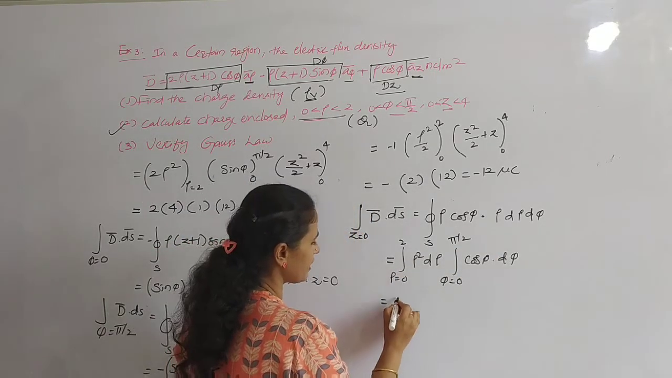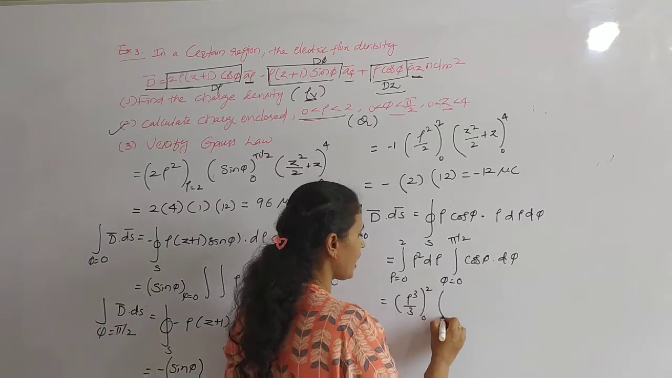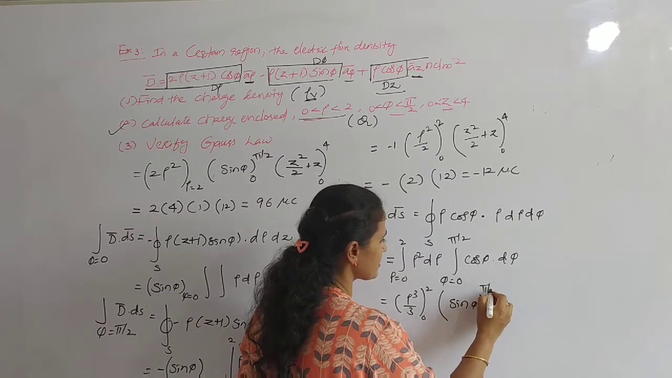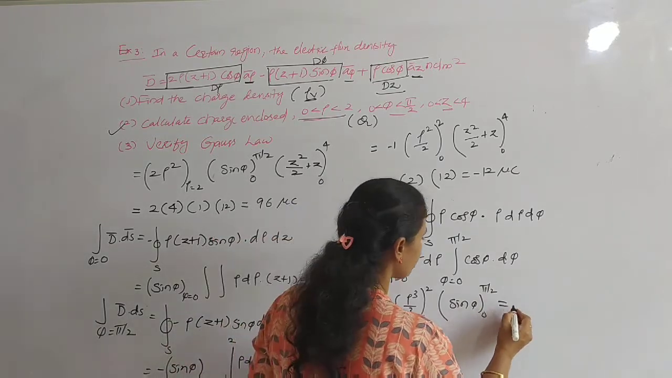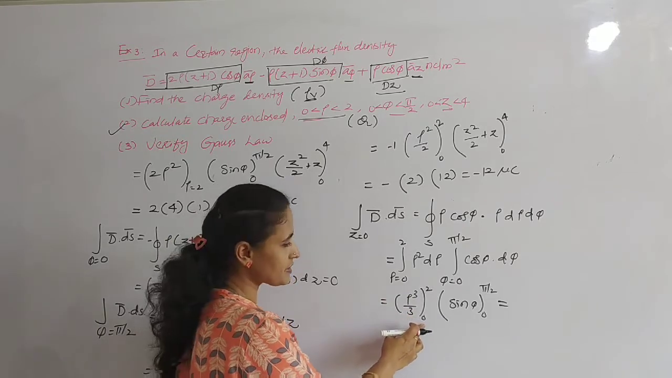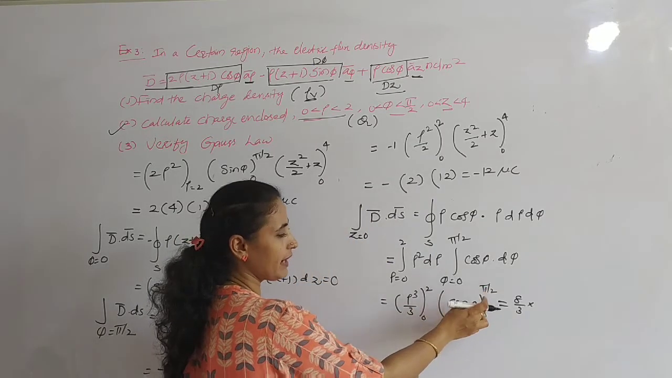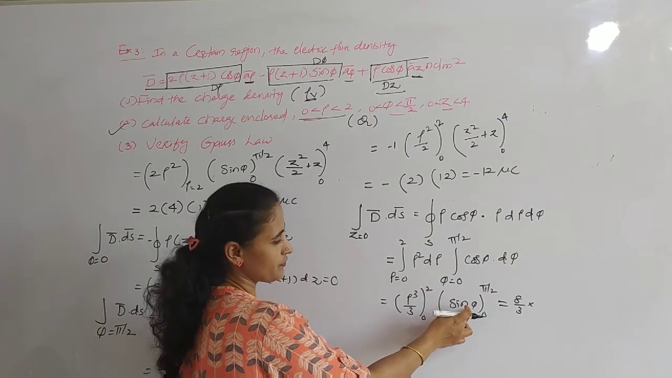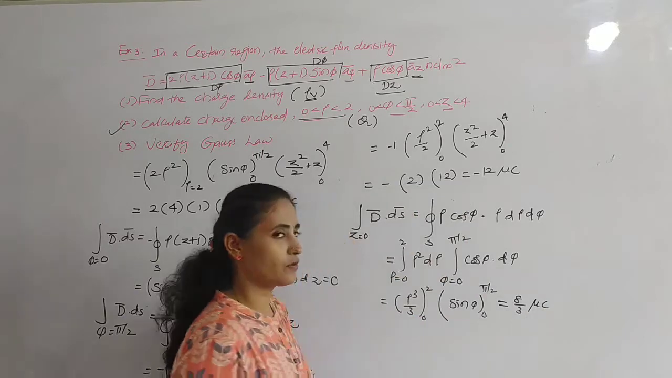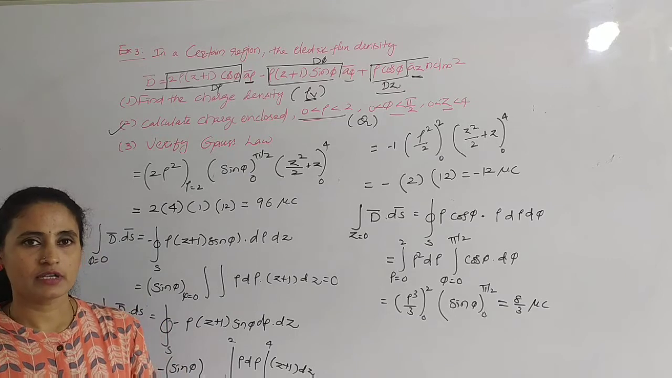Now the integration of rho cube by 3, the limits are 0 to 2, and the integration of a cos phi is sin phi, the limits are 0 to pi by 2. This is 2 power 3 by 3, which is 8 by 3, into sin of pi by 2 is 1, minus sin 0 which is 0. So 1 minus 0 is 1. So it is 8 by 3 microcoulombs. This is about the fifth term with z equal to 0.